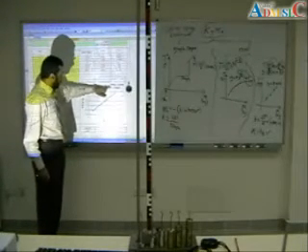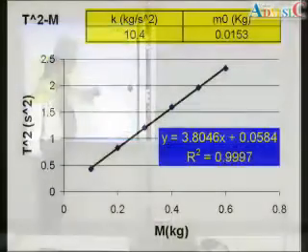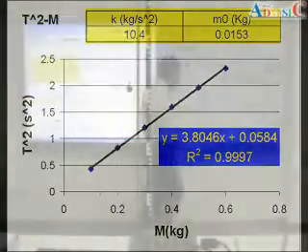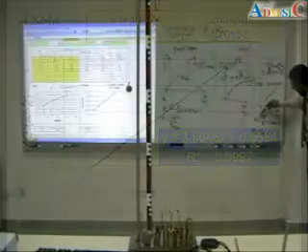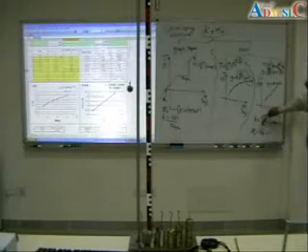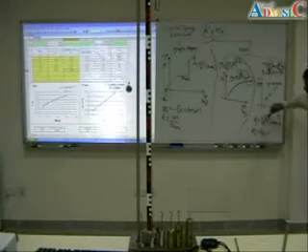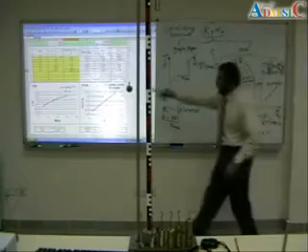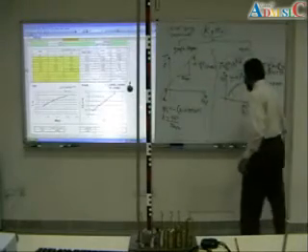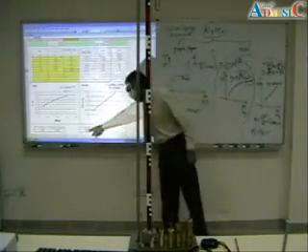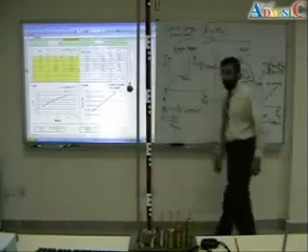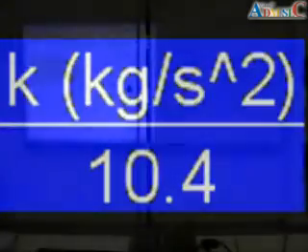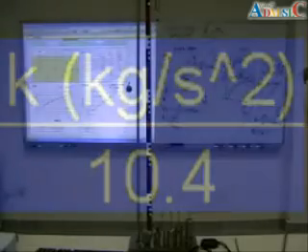And as you see, when you calculate the K, this is A. A is 3.8046. So when you divide 4 pi square by 3.8046, and this is the coefficient of the x, you will get K is 10.4 kilogram per second square.